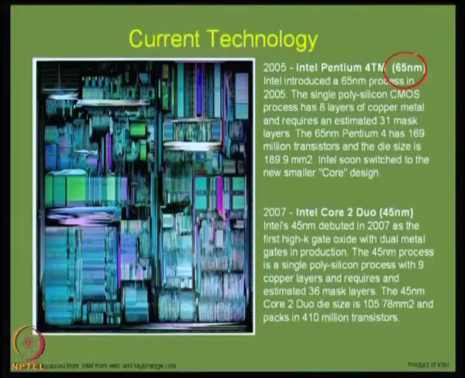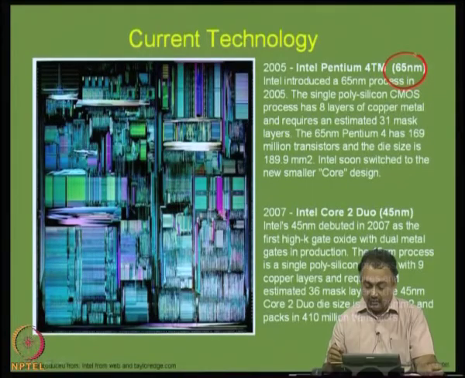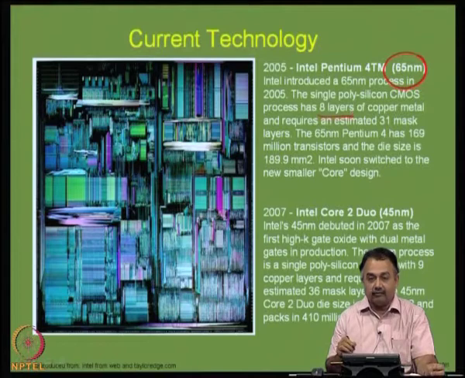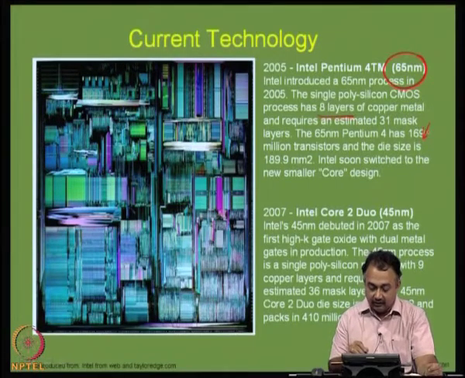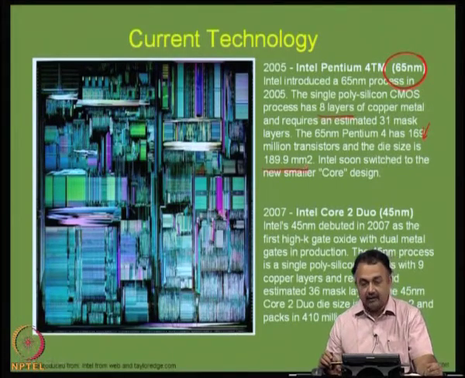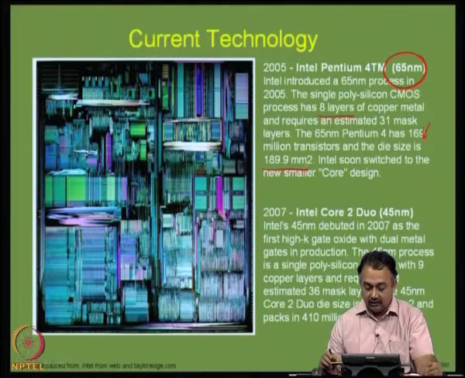In 2005, the 65 nanometer technology was used. Intel used this microprocessor line width of 65 nanometers, and it contained 8 layers of copper, and it had 169 million transistors, and the die size is 189 mm squared.